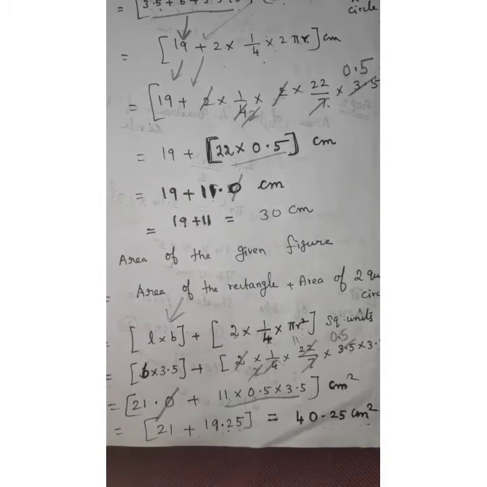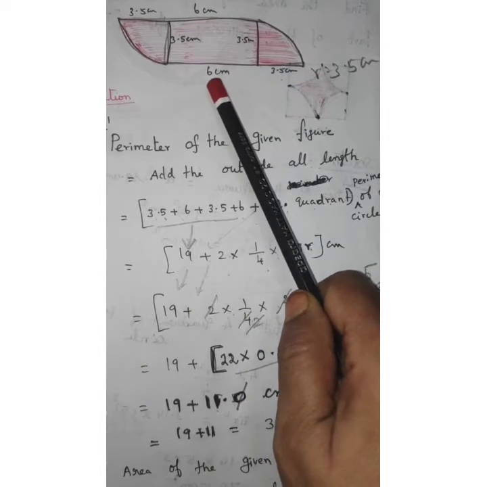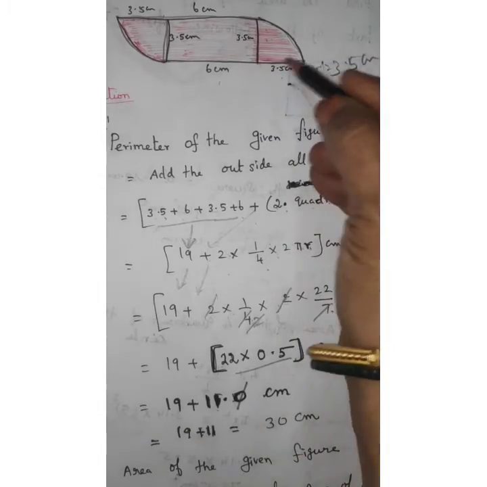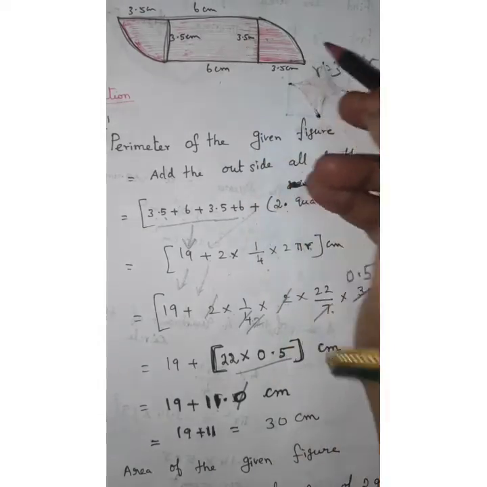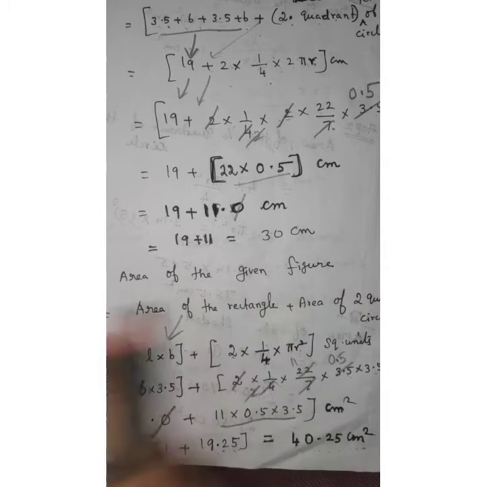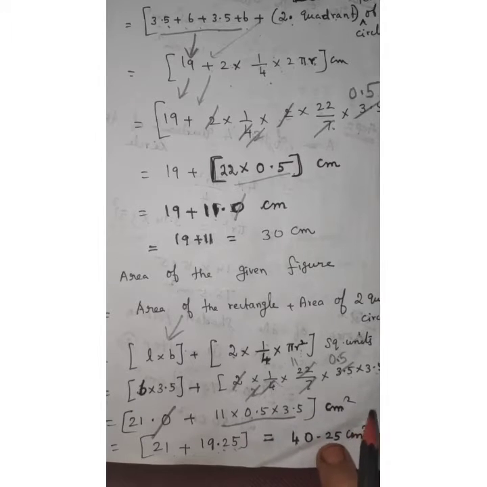Perimeter of the given figure equals 30. Now, this is the length value and this is the breadth value. L value equals 6 centimeter, B value equals 3.5 centimeter. This is the radius. Substitute these three values in the area of the rectangle and the area of the quadrant of the circle, and get the answer 40.25 centimeter square.